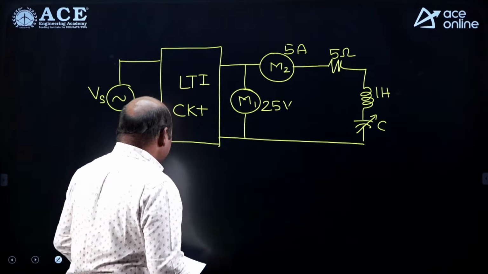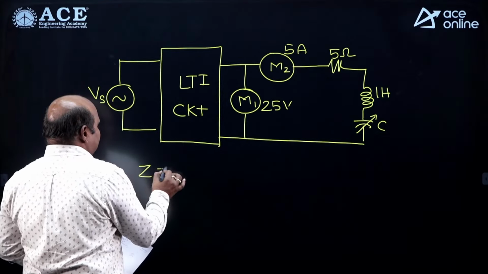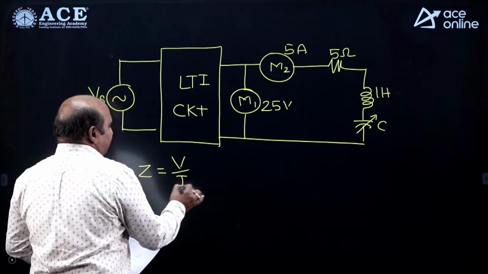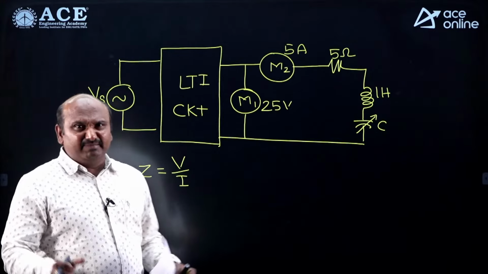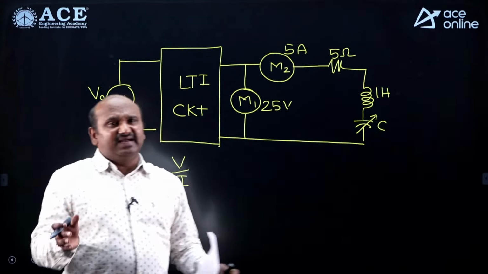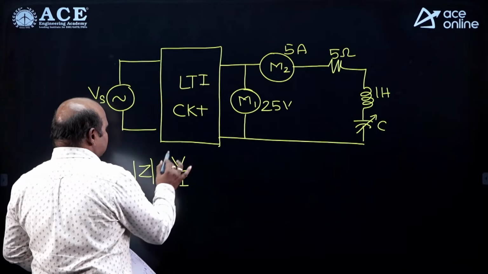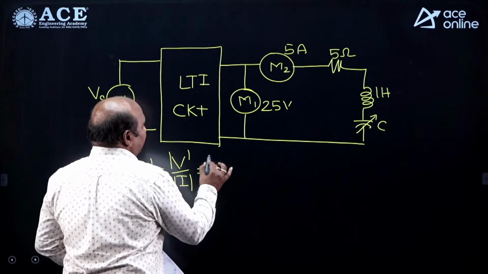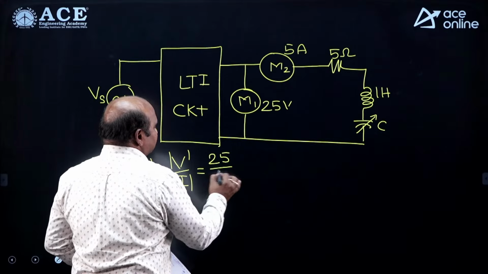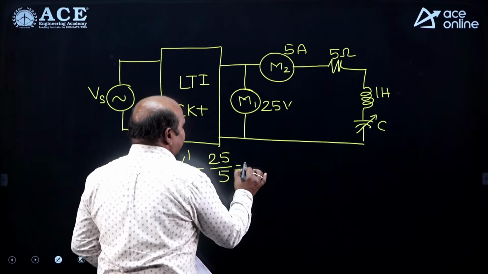The total impedance Z is equal to what? Applied voltage and resultant current ratio. But here this is an AC circuit, and it did not mention the phase angle. That is why I need to go for the magnitude. As per the magnitudes, the applied voltage is equal to 25 volts and the resultant current is 5 amperes. So we are getting 5 ohms.